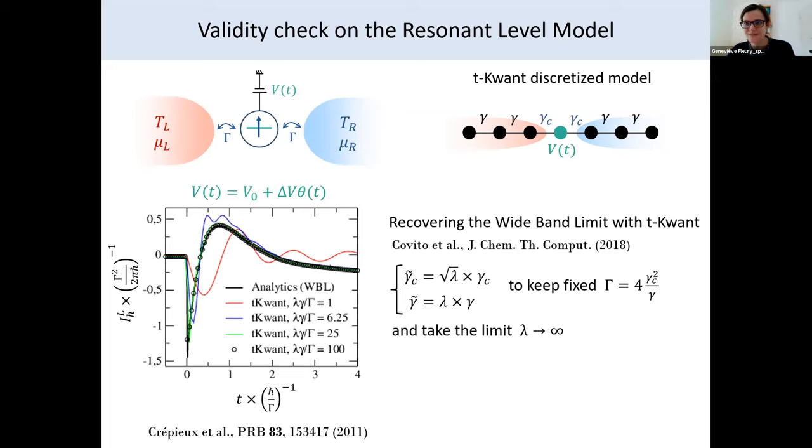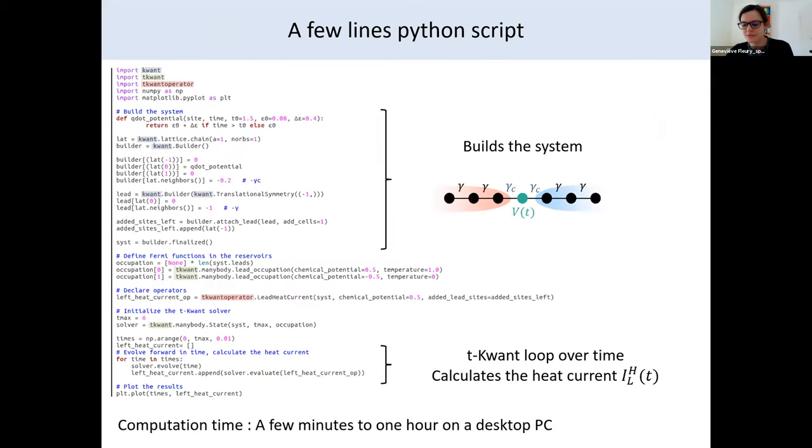And then, first I would like to show you here the full Python script, which has been used to simulate the previous curves. So it's quite simple actually. So here you see the first part consists of building the system mainly with Kwant. Then we have a few lines to define the Fermi functions in the reservoirs and to define the operator. So here we tell T-Quant, I want to calculate, for instance, the heat current in the left lead. And then we have the T-Quant loop over time. So we calculate the scattering states and the heat current for each time step.